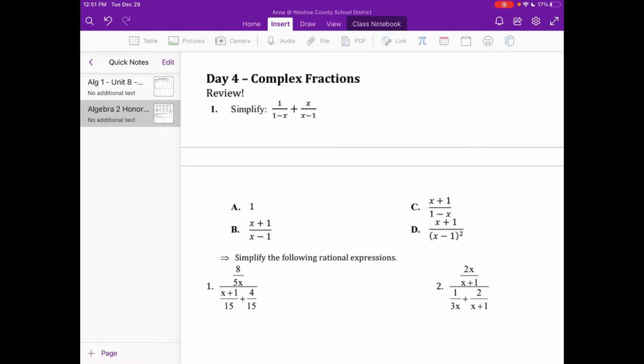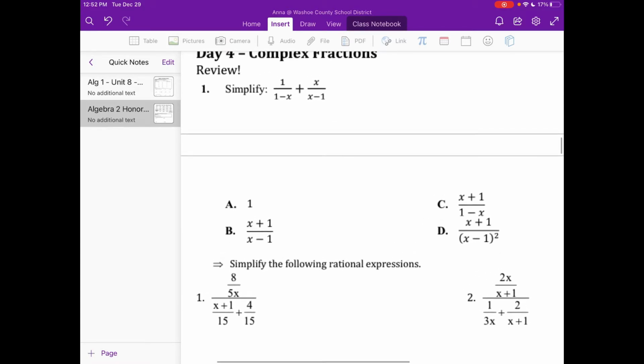Today we're doing complex fractions, which means we have a bunch of fractions in one fraction. And some of you guys are hearing that and going, I don't like this already. It's gonna be okay. To start off, let's go ahead and review.